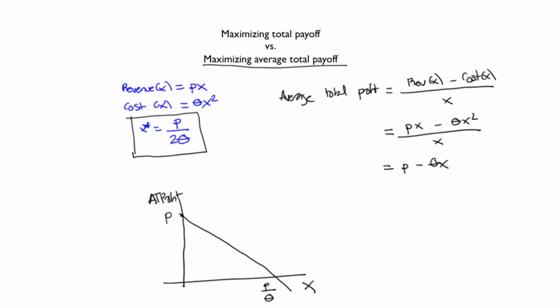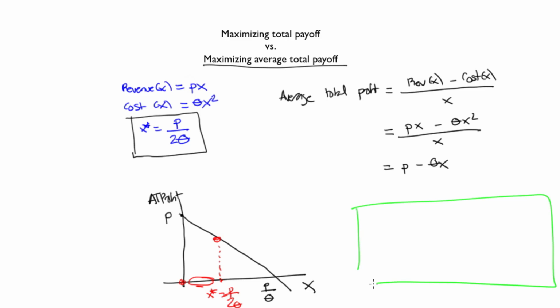Notice that the level of output at which the average profit is maximized is producing as little as possible, something around X equals 0, and yet the total profit maximizing level of output is X star equals P over 2 theta, which is kind of halfway between 0 and the intersection here, which clearly doesn't maximize average total profit, because there are levels of output that the firm could take that would generate less total profit but higher average total profit. So what is the lesson?